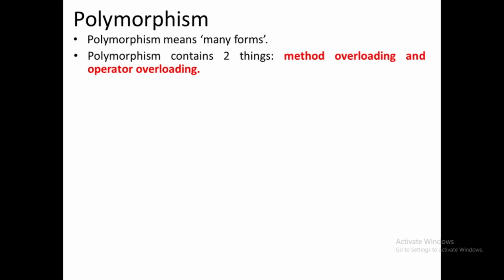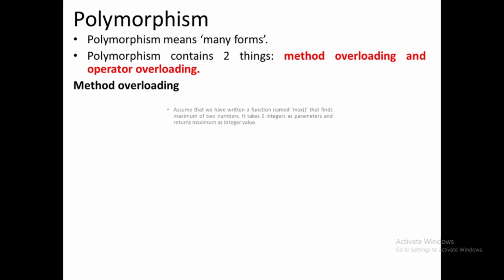Now the third one, polymorphism. Remember, this can be asked in the exam, and this is very popular. Polymorphism means many forms. Polymorphism contains two things, method overloading and operator overloading. So let's see both these things one by one.